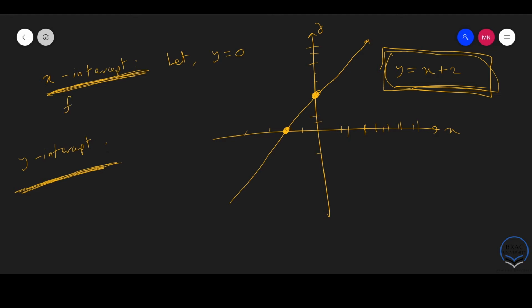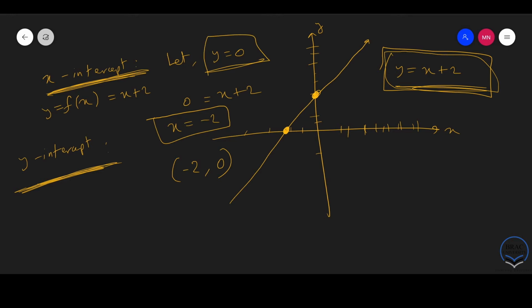So when f of x is equal to x plus 2, we set y to be equal to 0. So we have 0 is equal to x plus 2, right? So now solving this equation for x, we have x is equal to minus 2, right? So our x-intercept will be at the point where we have the x-coordinate to be minus 2, and the corresponding y-coordinate will be 0, since we're setting y to be equal to 0, right? So this point will be minus 2, 0, and this is our x-intercept.